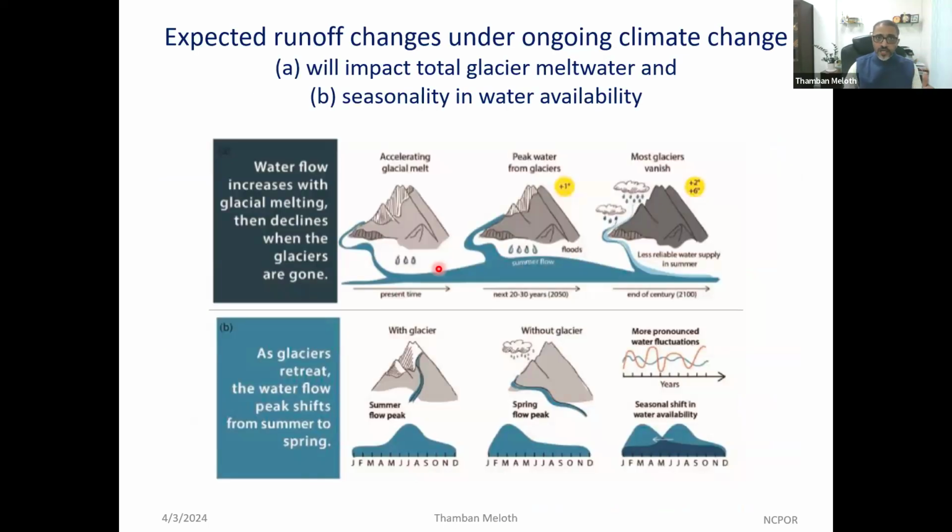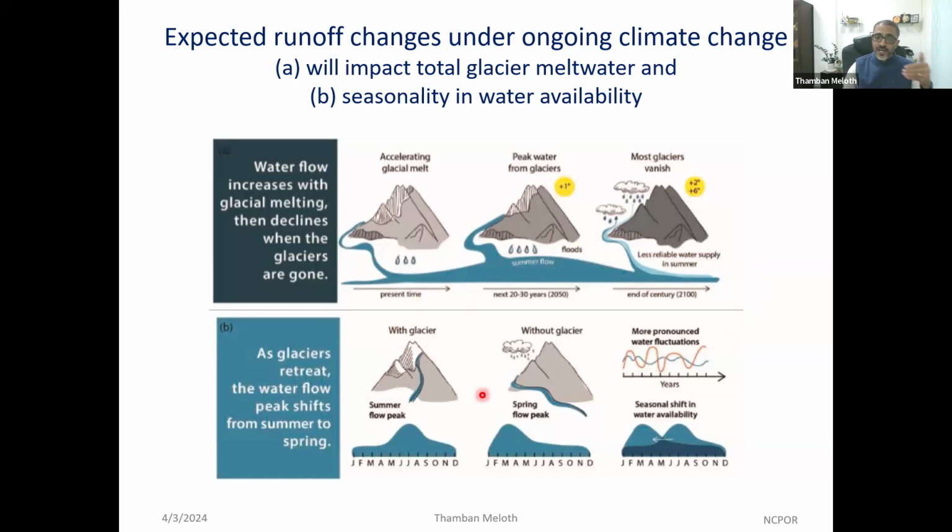And the expected runoff changes under such climate change will have an impact, not only on the total meltwater from these glaciers, but also on the seasonality of the water availability. Of course, once peak water is reached, there will be a significant decrease after that, towards the end of the century.